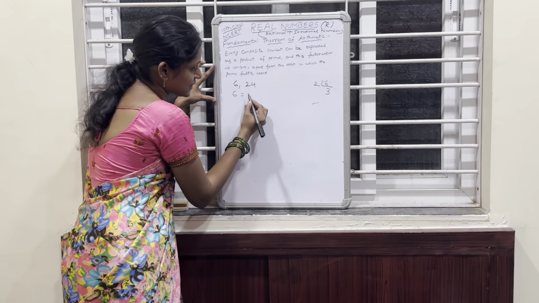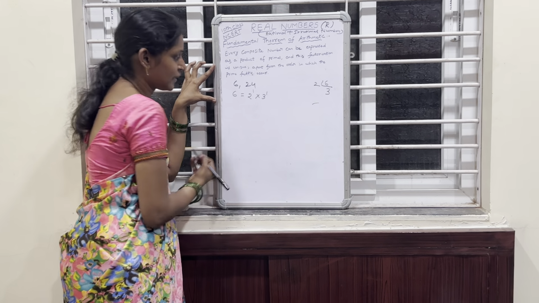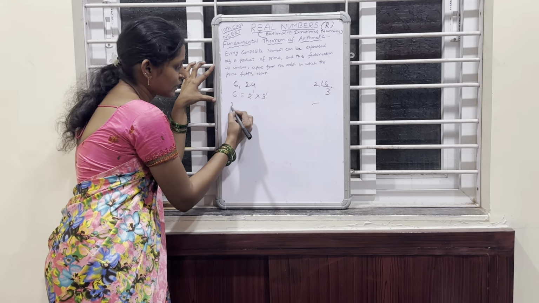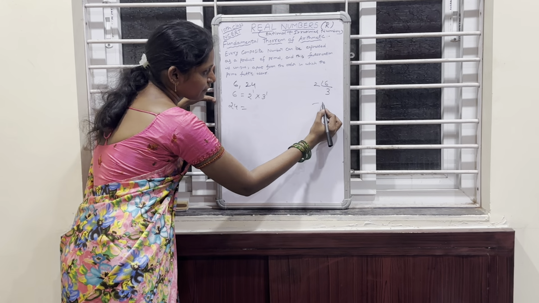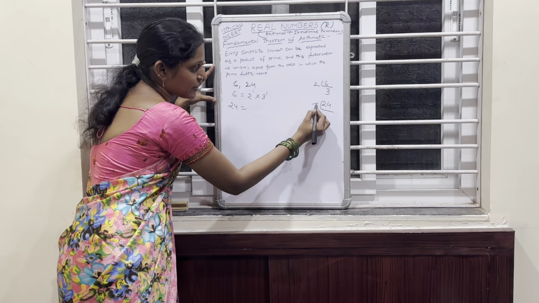2 3s are 6. So 2 how many times? 1 time. 3 how many times? 1 time. So 6. And 24, take 24 here. 24, the 2 table first.